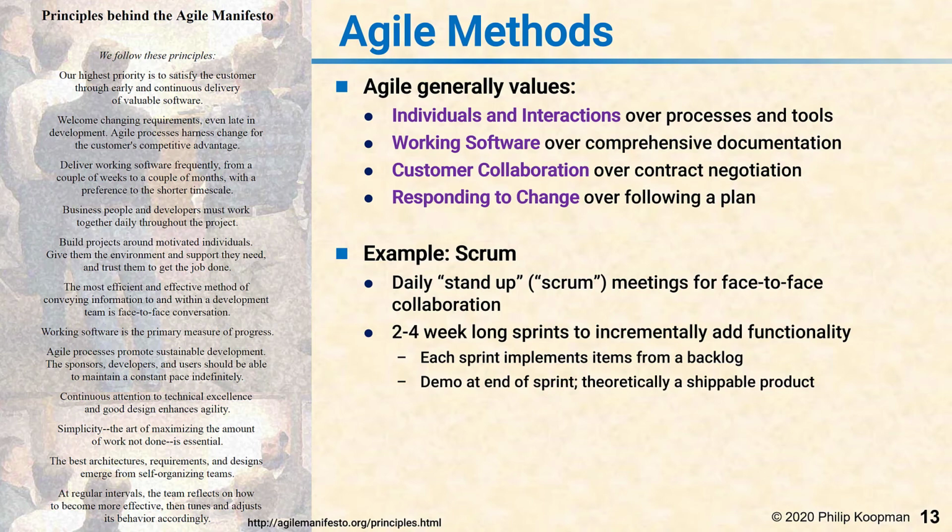So instead of one big waterfall or even one big V, the way it works is for each 2 to 4 week long sprint, you take a few things that you want to build from the requirements backlog and you build them in a couple, 3 weeks, and then you demo at the end of the sprint. And theoretically, at the end of every sprint is a shippable product.